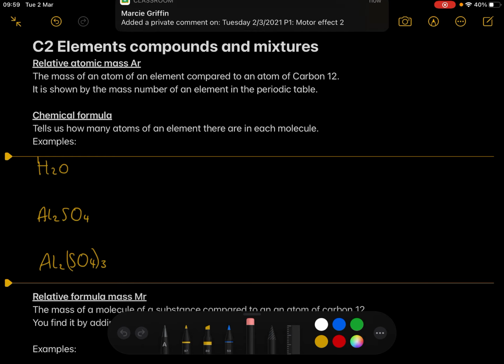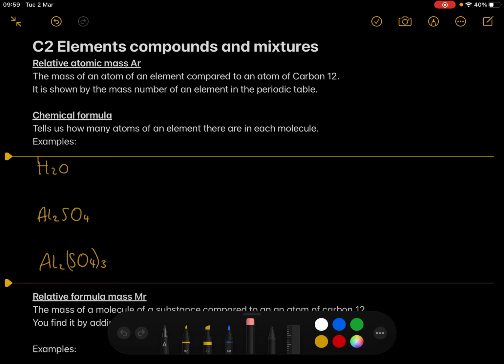Now the official definition is it is the mass of an atom of an element compared to an atom of carbon-12. They love carbon-12. It is shown by the mass number of an element in the periodic table. So, for example, oxygen in your periodic table is 8 and 16.0. The larger one is the mass number, and that tells you the relative atomic mass of oxygen. So the relative atomic mass of oxygen is 16.0.